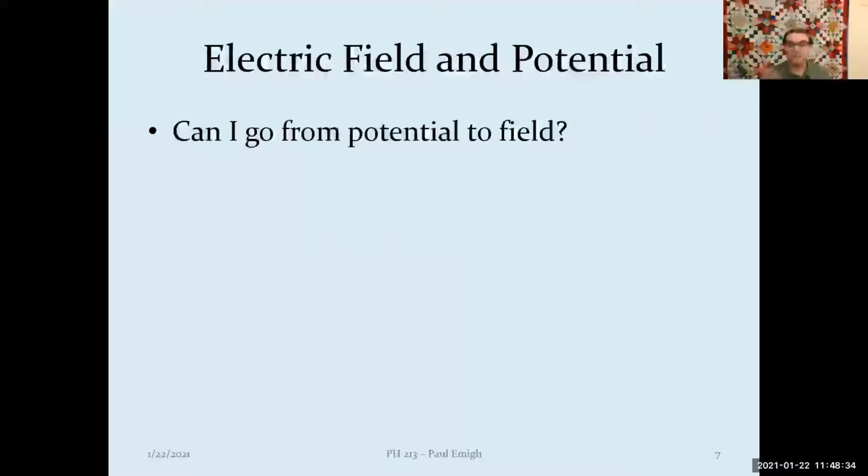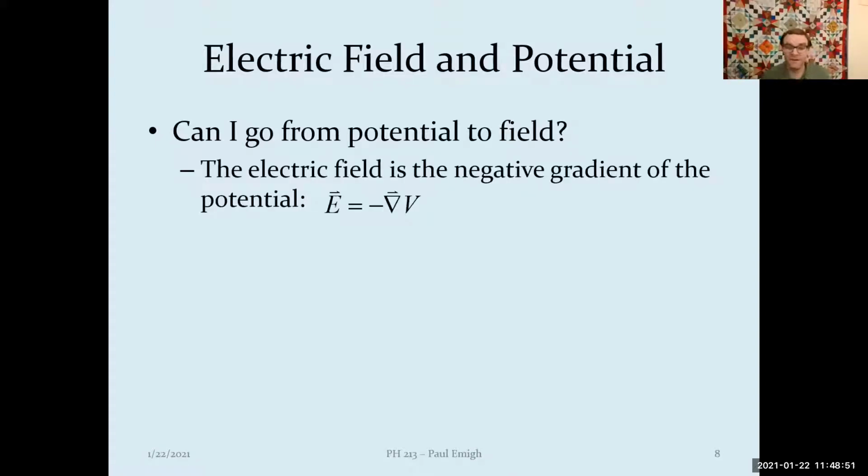Welcome back. So the question here is, we know how to go from the electric field to the electric potential. Can we go backwards? And we certainly can. In fact, if we're going from field to potential, we integrate it. Sure enough, if we want to go the other way, from potential to field, we're going to need to take a derivative. The particular derivative that we want to take is the negative gradient.